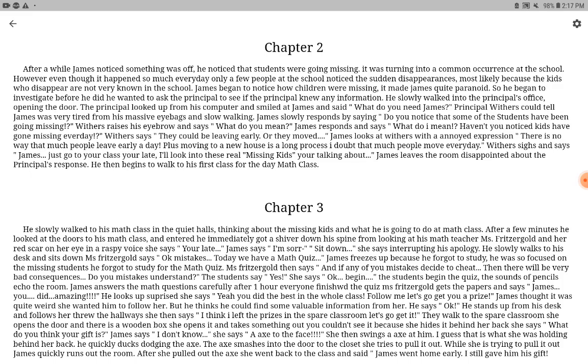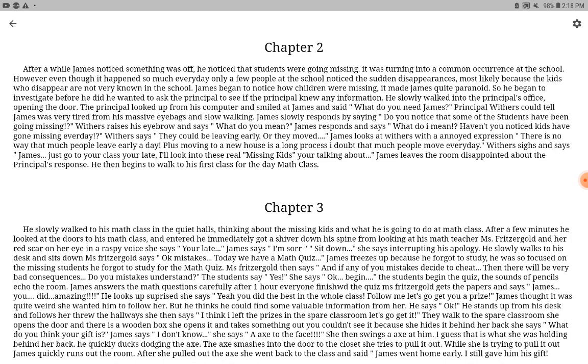Before he did, he wanted to ask the principal to see if the principal knew any information. He slowly walked into the principal's office, opening the door. The principal looked up from his computer and smiled at James and said, "What do you need, James?" Principal Withers could tell James was very tired from his massive eye bags and slow walking. James slowly responded by saying, "Do you notice that some of the students have been going missing?" Withers raised his eyebrows and said, "What do you mean?" James said, "What do I mean? Haven't you noticed kids have gone missing every day?" Withers says they could be leaving early, or they moved.